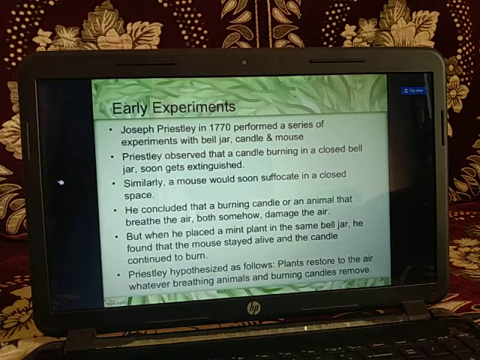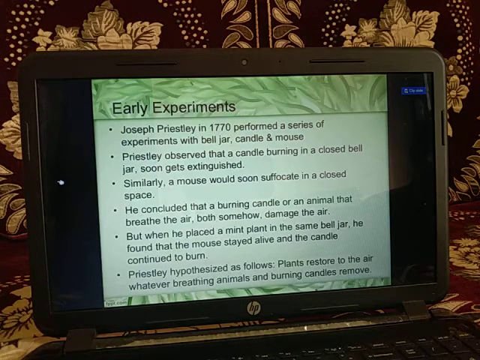Next was Engelmann, 1843 to 1909. He split light into its components by a prism and then illuminated Cladophora, a green alga, placed in a suspension of aerobic bacteria. He found that bacteria accumulated in the region of blue and red light of the split spectrum. He thus discovered the effect of different wavelengths of light on photosynthesis and plotted the first action spectrum of photosynthesis.